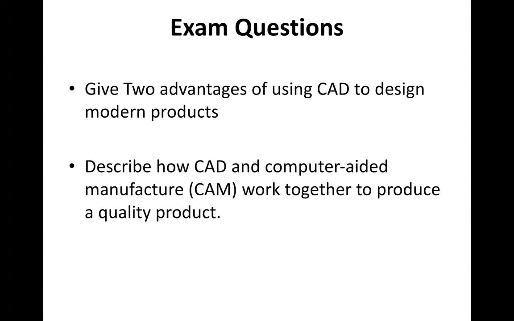So the exam question you've got there to try out, and don't forget your class notes give you a chance to do a rough version of it first before you do the proper one in the booklet. So first of all, give me 2 advantages of using CAD to design modern products. A nice easy one. And then lastly, could you describe to me how CAD and CAM work together to produce a quality product? Okay, so what steps are taken to ensure quality and accuracy because of these 2 things working together?